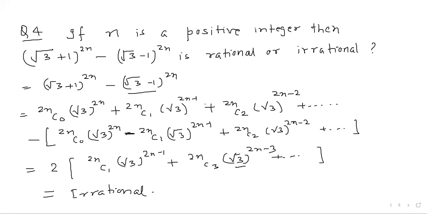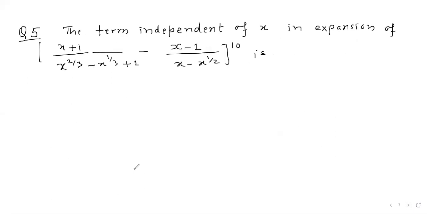Now, let's see the next question. Question number 5. The term independent of x in the expansion of (x plus 1 divided by x power 2 by 3 minus x power 1 by 3 plus 1 minus x minus 1 divided by x minus x power half) whole power 10 is. So here we know the formula x cube plus y cube gives x plus y times x square minus xy plus y square. The same we are going to apply here.